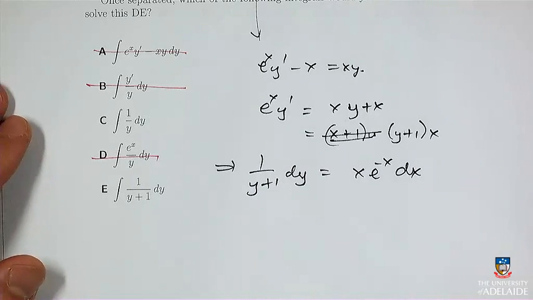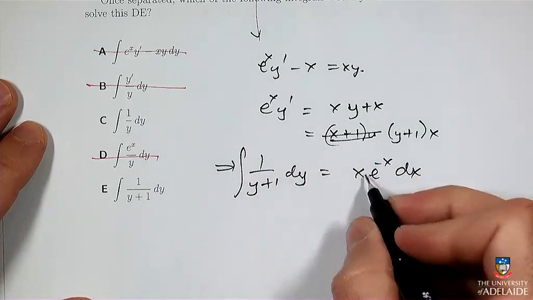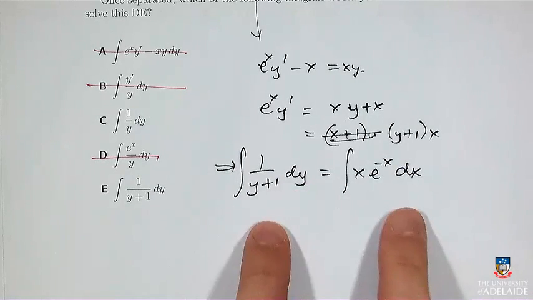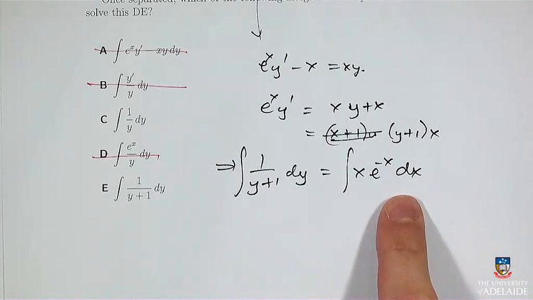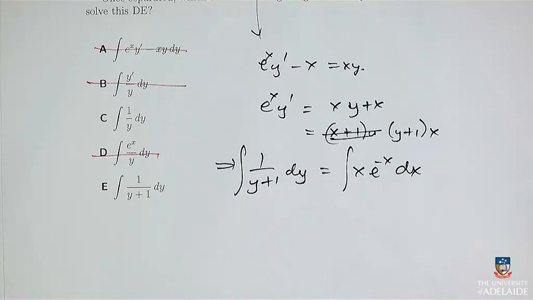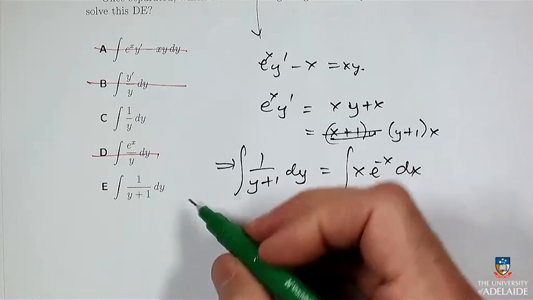So really, what we need to do is integrate this and integrate this. Well, this has got x's in it. That's something we need, but it's not what we're asking for in the question. Which one is this? It's e.